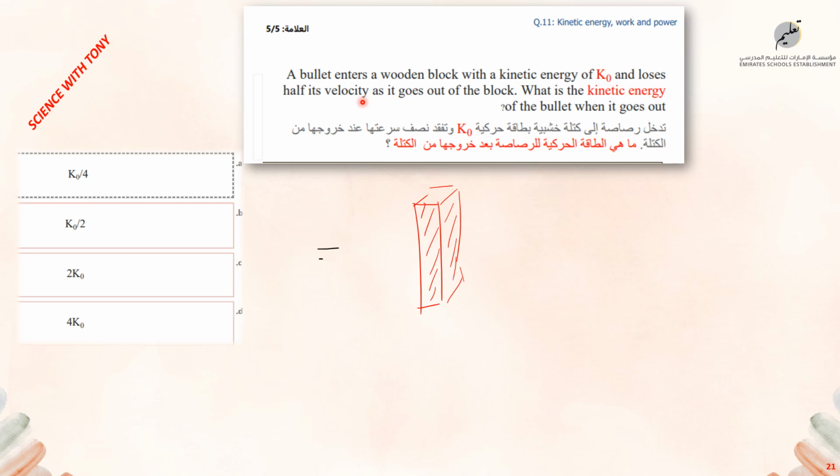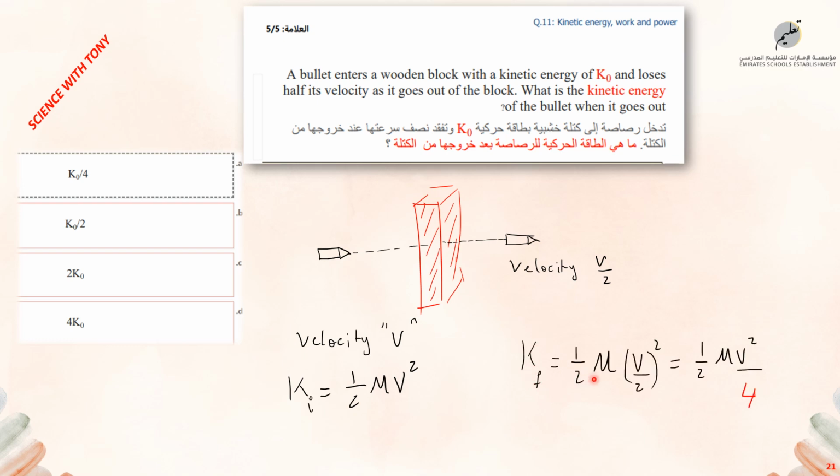So let's make a small drawing of that, where the bullet goes out from the wall and loses half of its velocity. Initially it was moving at velocity v, and the kinetic energy was half mv squared. Now in the second case, the velocity is divided by 2, so the kinetic energy is half m (v/2), all of that squared. So the half, because of the square, now turns to divided by 4. So the correct answer: the kinetic energy is divided by 4 when the velocity is reduced to half.